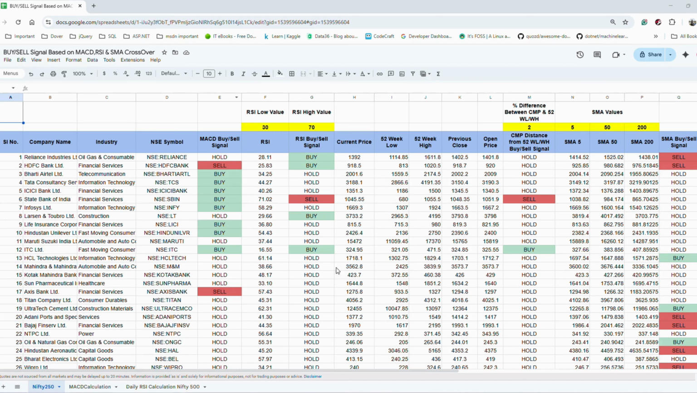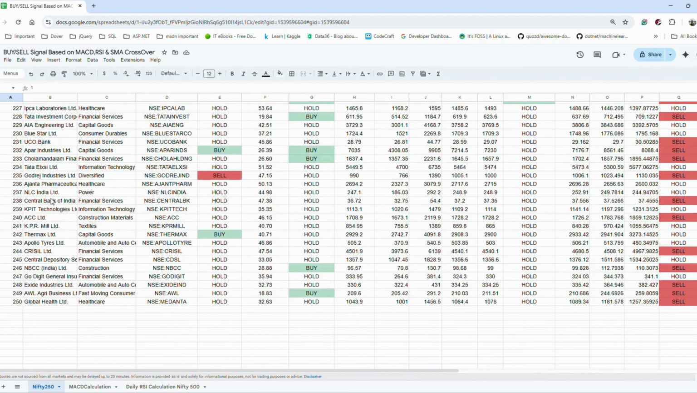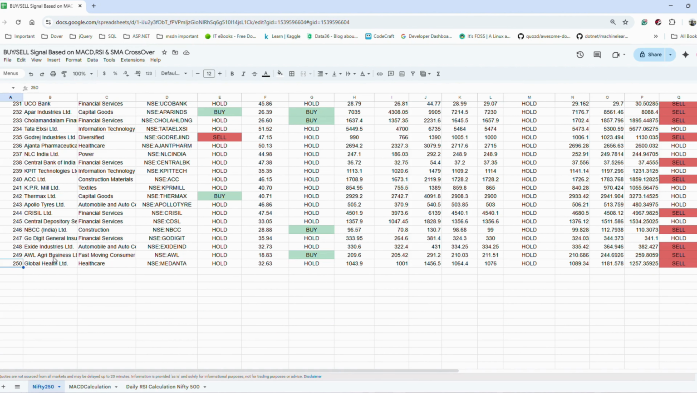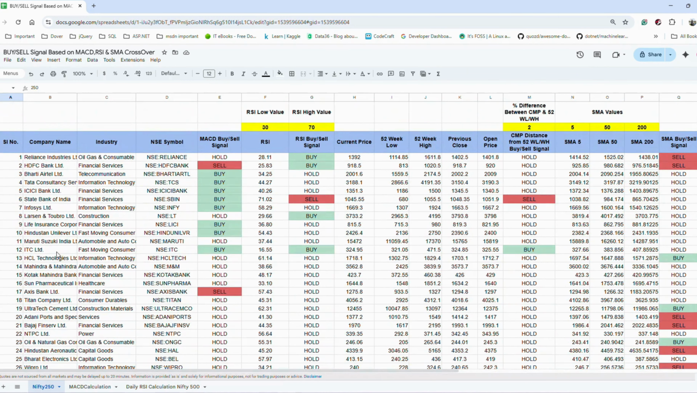So this is the sheet which I have, where the name is buy and sell signal based on MACD, RSI and SMA crossover. If you can see, I have serial numbers from 1 all the way to 250. That means I have all the Nifty 250 stocks in this, and then the company name, the industry and the NSE symbol. Now we have this MACD buy and sell signal. Here it will tell you whether to buy, sell or hold based on the MACD.